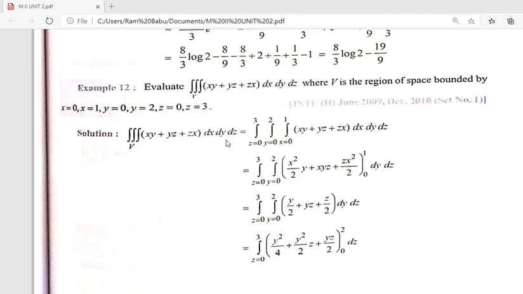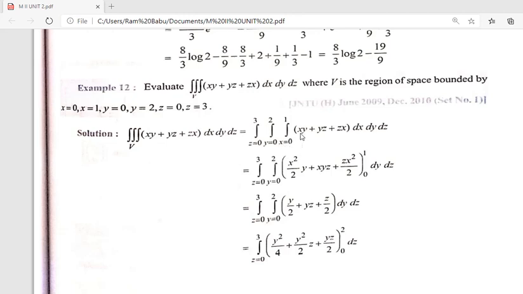For example, here we are considering x equals 0 to 1, y equals 0 to 2, z equals 0 to 3. Okay, if you choose y equals 0 to 2 in the third integral, there is no problem, because all limits are constant, we can choose in any way. Here the function is xy plus yz plus zx dx dy dz. Since we chose the third integral limits as x equals 0 to x equals 1, we integrate this function with respect to x first.